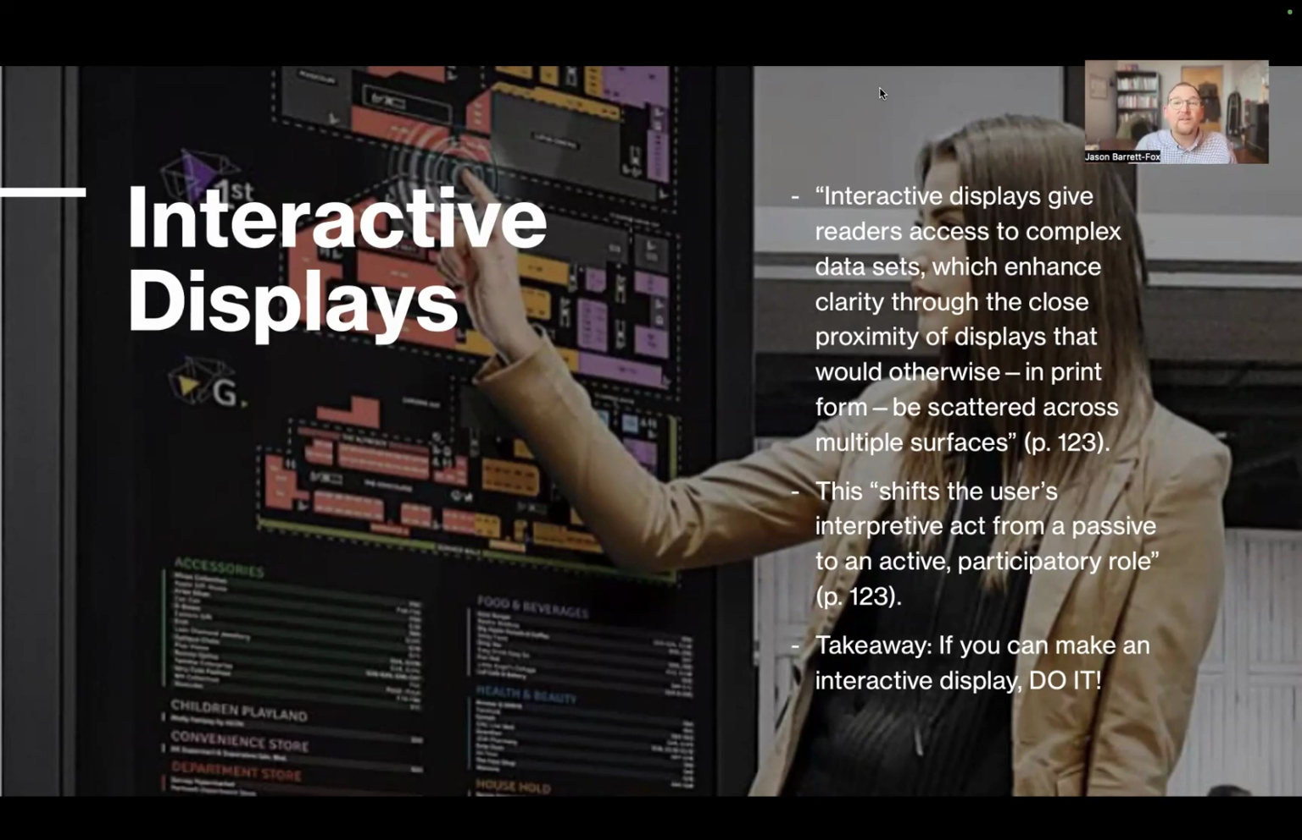And so interactive displays give readers access to complex data sets which enhance clarity through close proximity of displays that would otherwise, maybe in print form, be scattered across multiple surfaces. This shifts the user's interpretive act from a passive act to an active participatory role. And in doing so, it becomes much more rhetorically compelling.